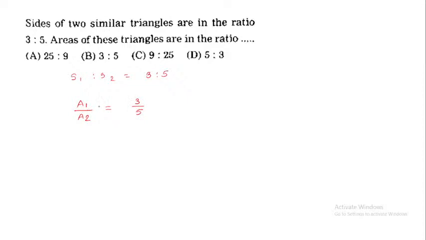And as these two triangles are similar, we have to make it square. So (3 divided by 5) whole square. Most of the time we take 3 divided by 5 as it is, but it is not the case. If two triangles are similar, then the ratio of their areas must be equal to the ratio of squares of their corresponding sides. So 3 square is 9 divided by 5 square is 25. So 9 divided by 25, that means 9:25 is the correct answer. That means the ratio of these two areas is 9:25, which is given at option C. So option C is the correct alternative.